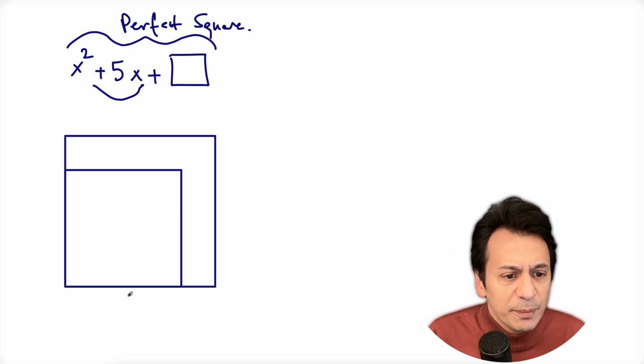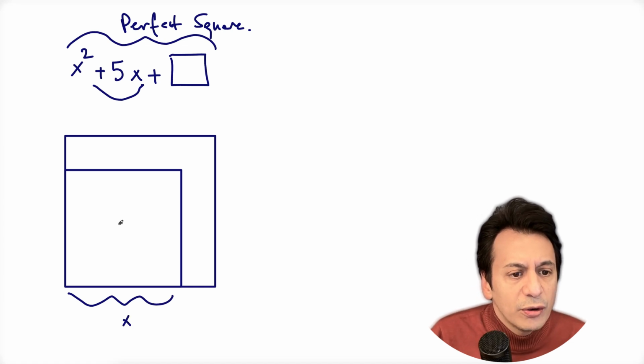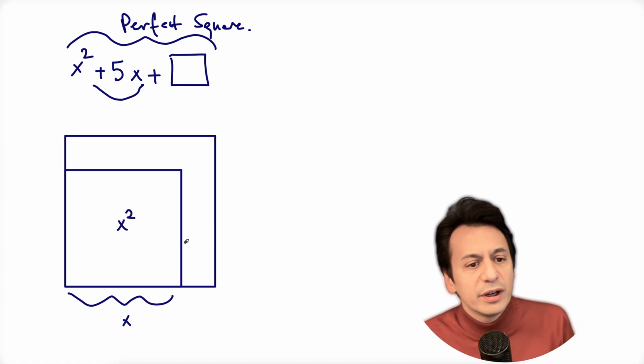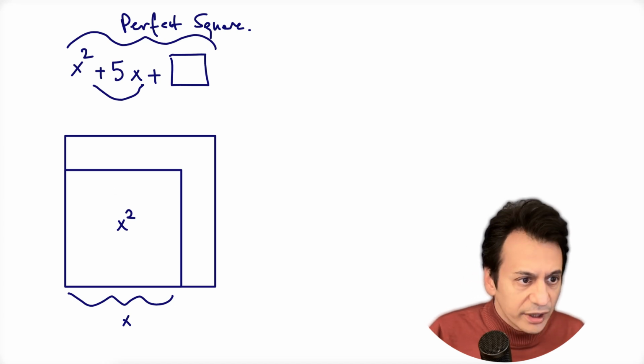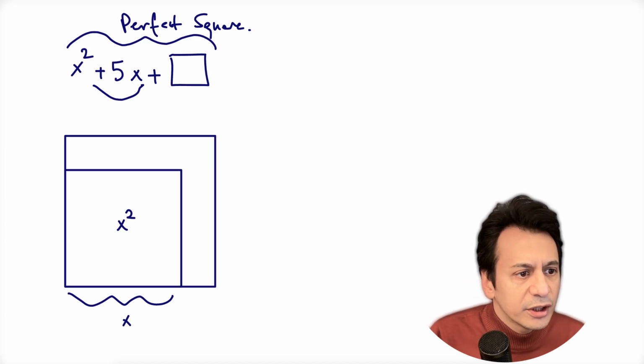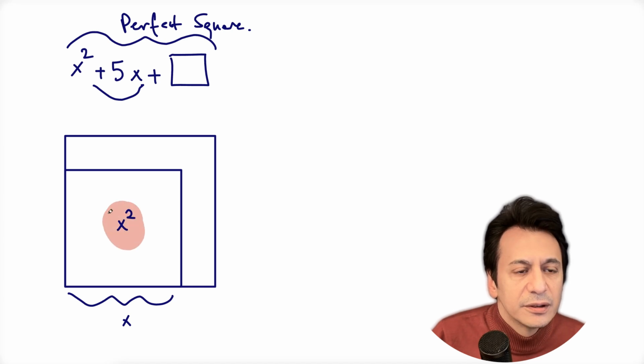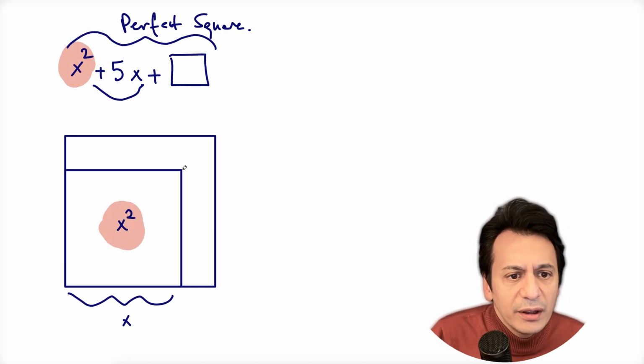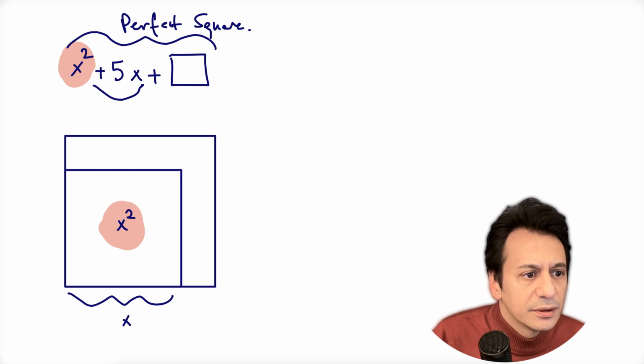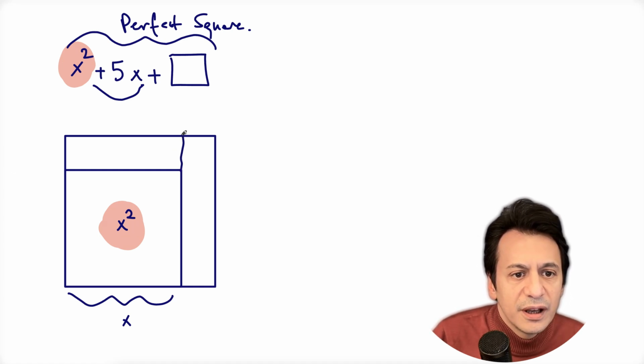Let's leave it that way. Now, the side length of this square is x, so the area of the inner square is x squared. Okay, let's color code this one. This x squared belongs here. Now I'll have my rectangles here. The upper rectangle, the rectangle on the right.